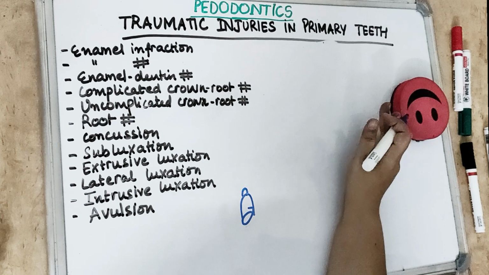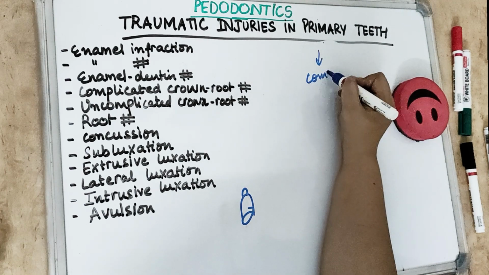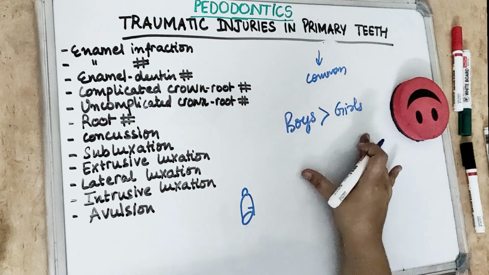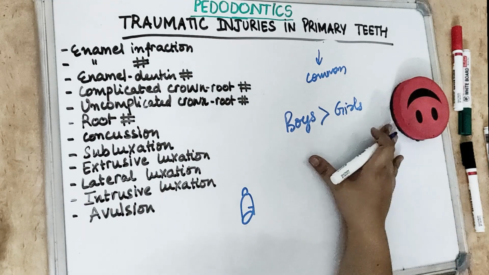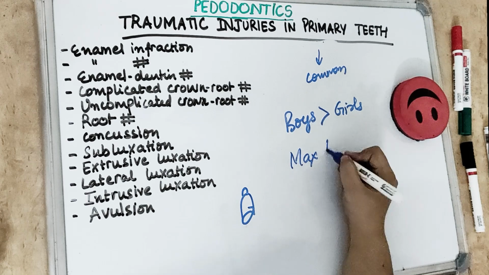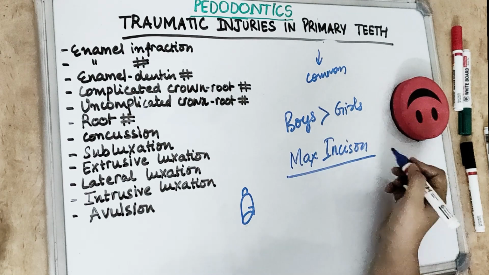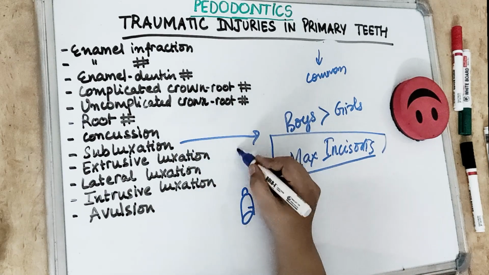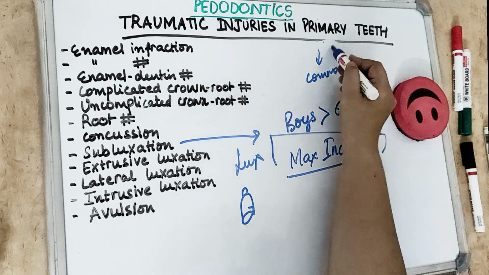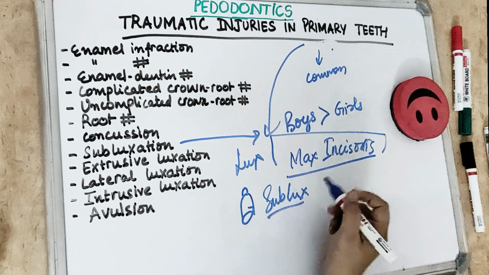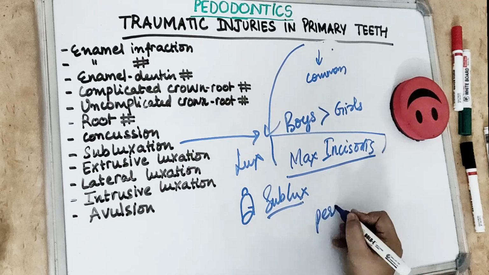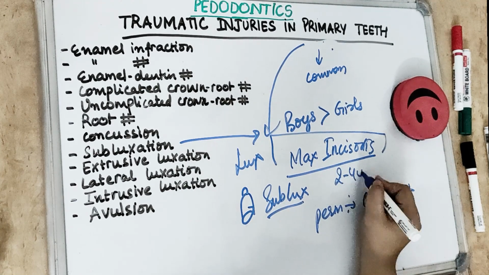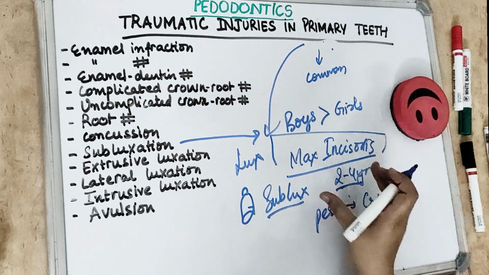Traumatic injuries to the teeth occur at any stage. They are, however, very common in the children. And if we look at it, the boys usually have twice as many injuries as the girls, both in the primary as well as in the permanent dentition. Now, the majority of the injuries affect the maxillary incisors. The most common injuries seen in the primary dentition are the luxation and subluxation injuries, while in the permanent teeth the most common injury is the crown fractures.